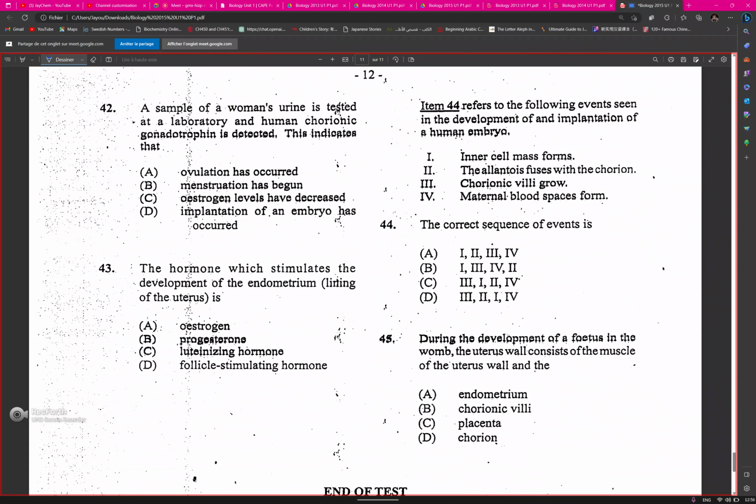So those are pituitary hormones, and estrogen and progesterone are the ovarian hormones. Looking at this one, a sample of a woman's urine has been tested at a laboratory, and human chorionic gonadotropin is detected. This indicates that D, pregnancy has occurred. 43, the hormone which stimulates the development of the endometrium lining is A. All right. The correct sequence of events here. What is the correct sequence of events? B. B.